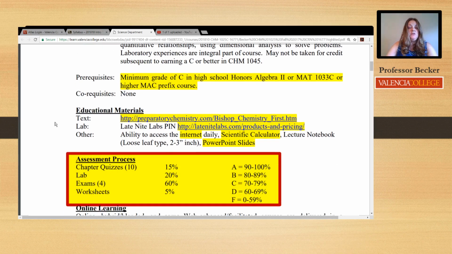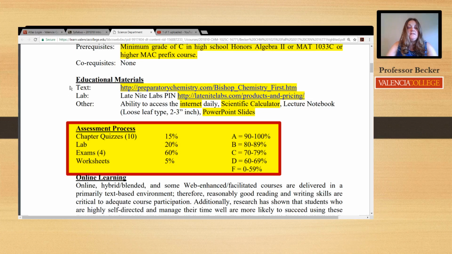Let's go to educational materials. This semester, for the text, I'm using an online text, which is free. And this is the link. What you will have to buy is the pin for the Late Night Labs. The Late Night Labs is our virtual lab platform that we're using, and here's the link for that. I suggest you buy it right from the website because it's cheaper than if you buy it from the bookstore.